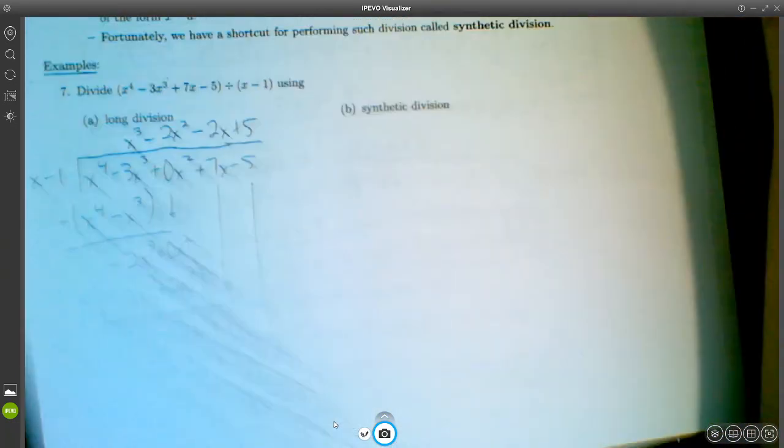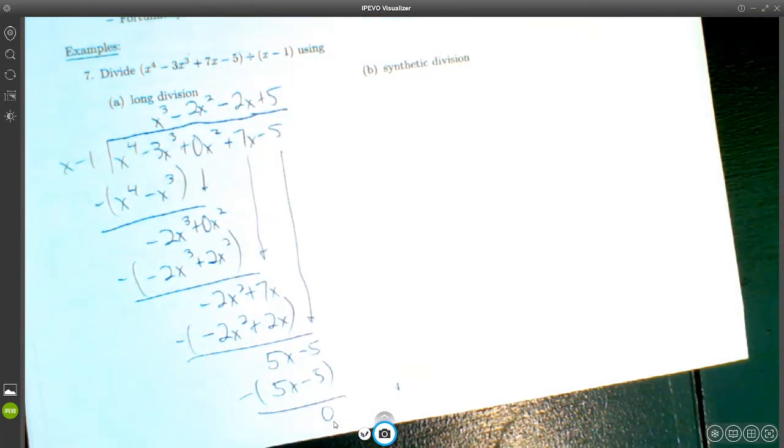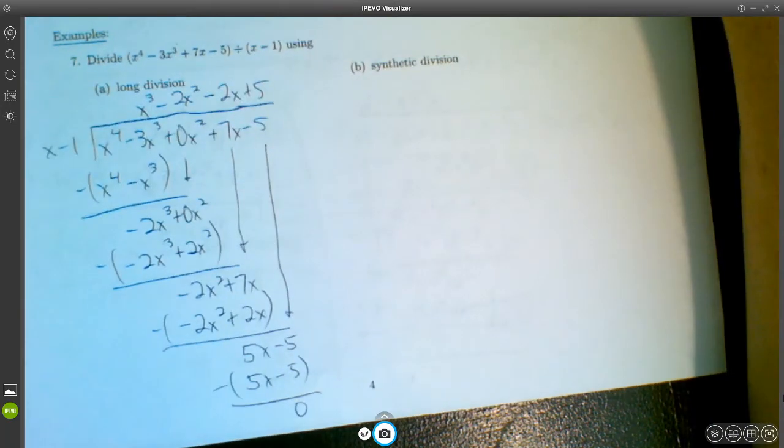Okay, so there you go. That's how that would work with long division, right? So we've seen this multiple times now. But here's how this would work with synthetic division.